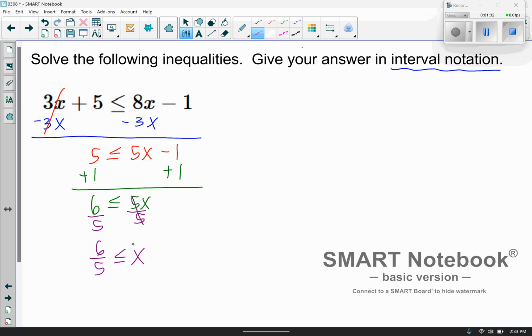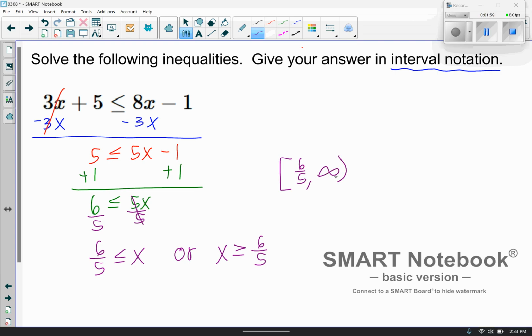And you want to be pretty good at reading this in both directions. This also could be read, if I read it from right to left, as x is greater than or equal to 6/5. And so values that are greater than would go towards infinity. So my interval notation would be values from 6/5 and greater, which would be towards positive infinity.